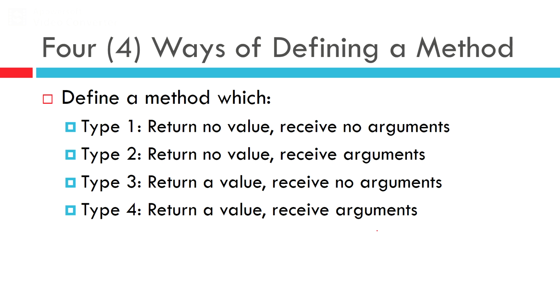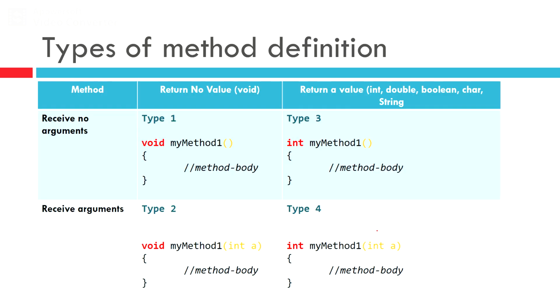So let me show you how to explain this. I show you in a table form. Okay. Now, types of method definition is a summary in a table form. So we have here method, which is return no value, and also return a value. So there are 2 types of method, return no value and return a value. And for rows, we divide the rows to the method which receive no arguments and the method which receive an argument.